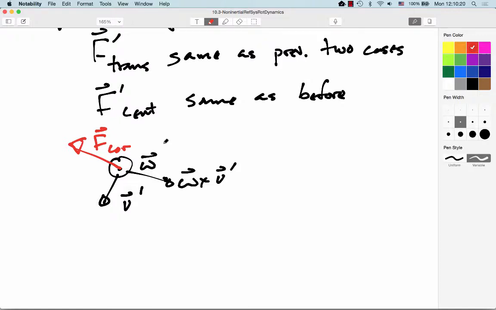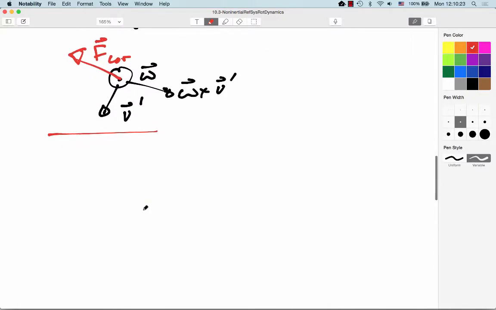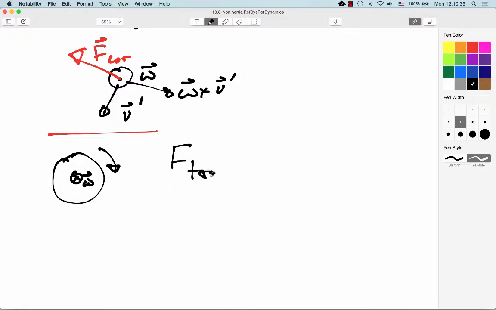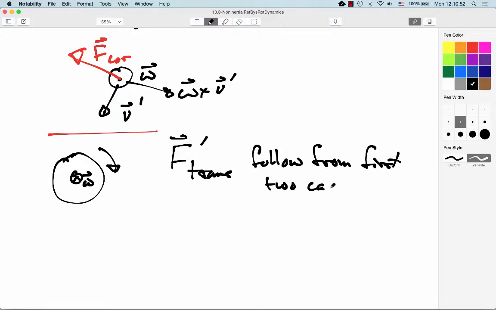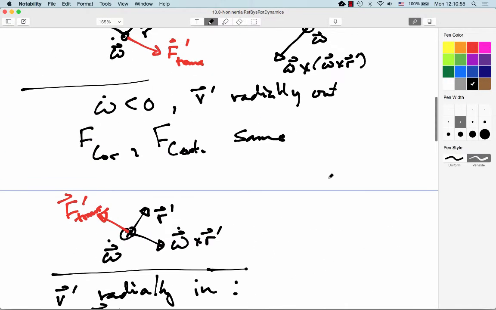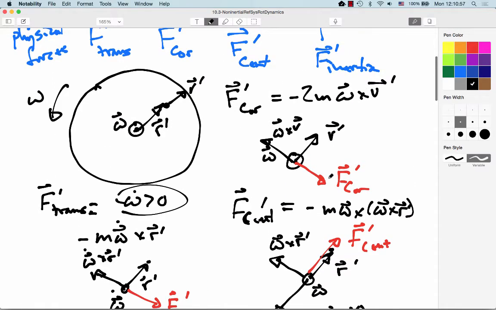Okay, now finally, let's look at what happens if we're rotating clockwise instead of counterclockwise. The transverse force doesn't change at all. It'll just follow from the first two cases. And that's because it just depends on the direction of omega dot.